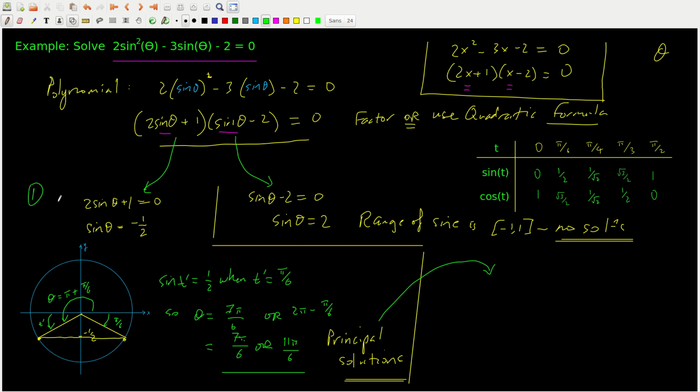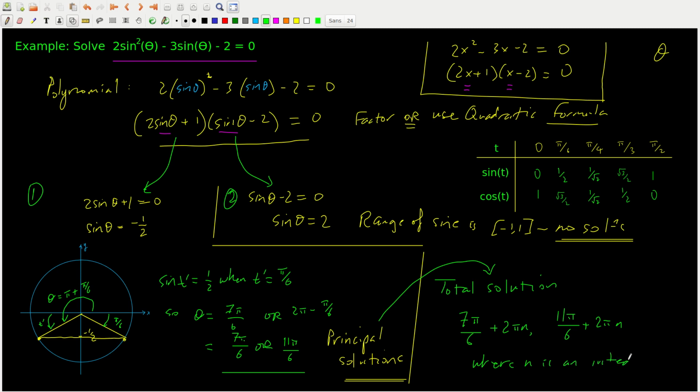I'm really thinking about doing this as 2 different problems. I'm looking at this factor, looking at all the solutions that come out of there, looking at this factor, looking at all the solutions that come out of there. There weren't any. And so the total solutions are all of those combined. The total set of solutions are just going to be these principal solutions and then the copies made by doing 2 pi rotations. So the total set of solutions to this problem are 7 pi over 6 plus any multiple of 2 pi, and 11 pi over 6 plus any multiple of 2 pi, wherein the multiple, the way I'm writing it, is an integer.